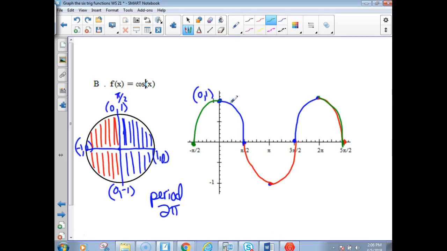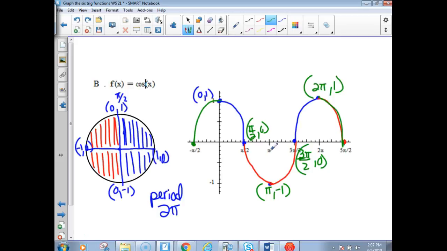What I need to have labeled, though, are the 5 key points within the 0 to 2 pi. So this is 0, 1. This would be pi over 2, 0. This one is pi, negative 1. This one is 3 pi over 2, 0. And the last one is 2 pi, 1.